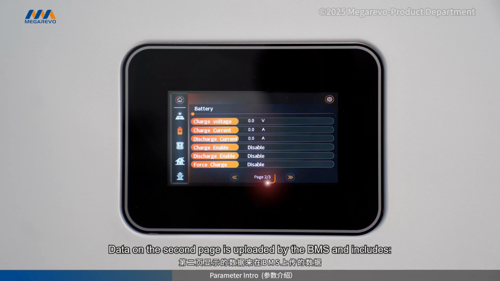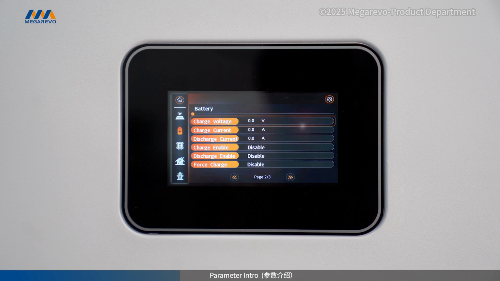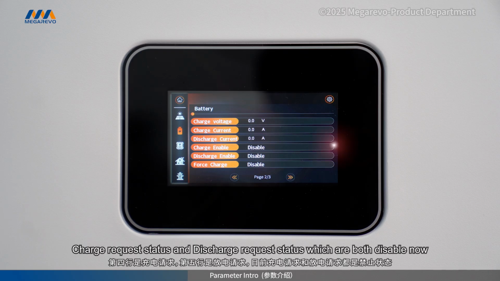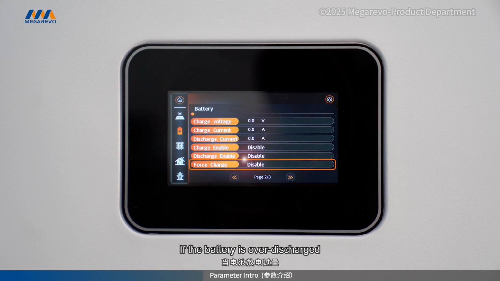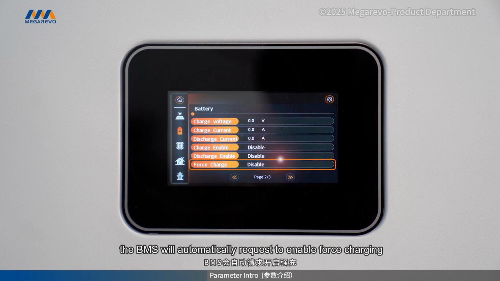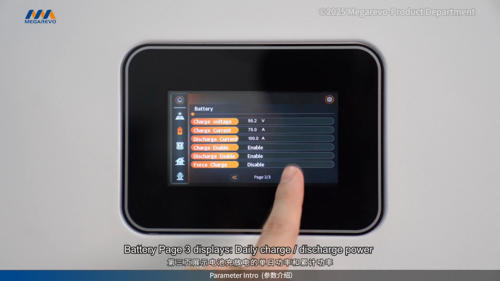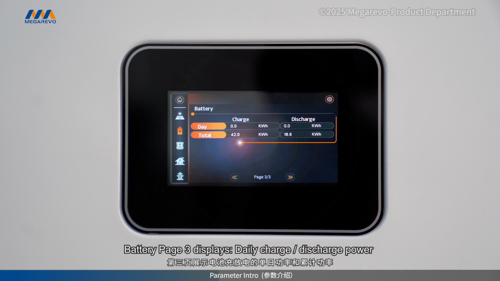Data on the second page is uploaded by the BMS and includes charge request voltage, maximum charge current, maximum discharge current, charge request status and discharge request status, which are both disabled now. Force charge status, which is currently disabled. If the battery is over-discharged, the BMS will automatically request to enable force charging. Battery page 3 displays daily charge-discharge power, accumulated charge-discharge power.